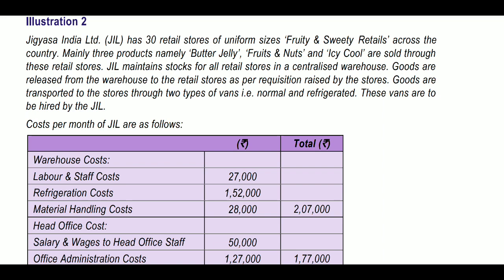Next, GIL maintains the stock for all retail stores in a centralized warehouse. Goods are released from the warehouse to the retail stores as per requisition raised by the stores. So if any store asks, they will send the goods. Goods are transported to the stores in two types: normal and refrigerated. Normal means without AC; refrigerated means they are providing AC, with cooling and storage facility. These vans are hired by GIL, so they will charge for the hire.